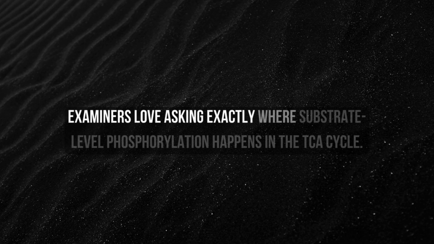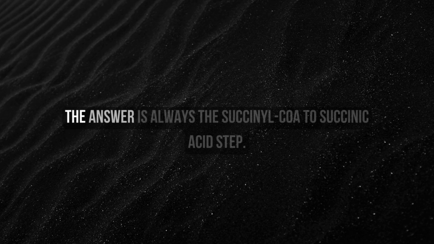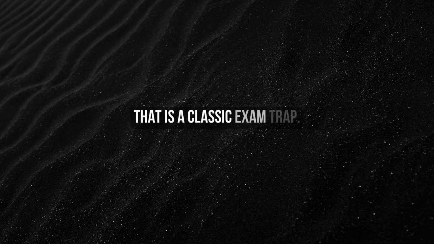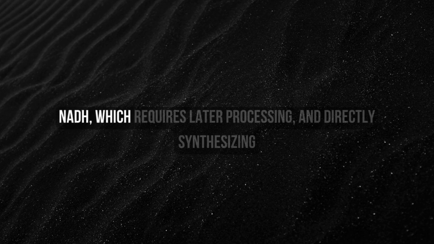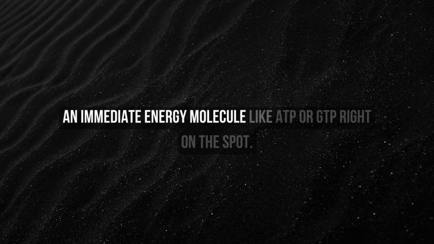Examiners love asking exactly where substrate-level phosphorylation happens in the TCA cycle. The answer is always the succinyl-CoA to succinic acid step. That is a classic exam trap. Examiners want to verify that you understand the fundamental difference between making a carrier molecule like NADH, which requires later processing, and directly synthesizing an immediate energy molecule like ATP or GTP right on the spot.